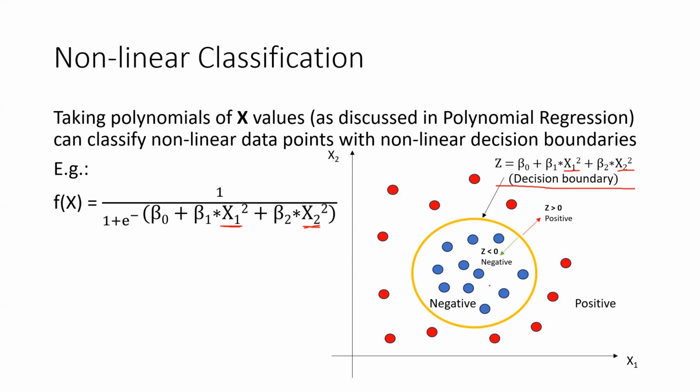With a linear boundary, you can never classify these two blue and red classes. But with this nonlinear decision boundary, you can classify them.